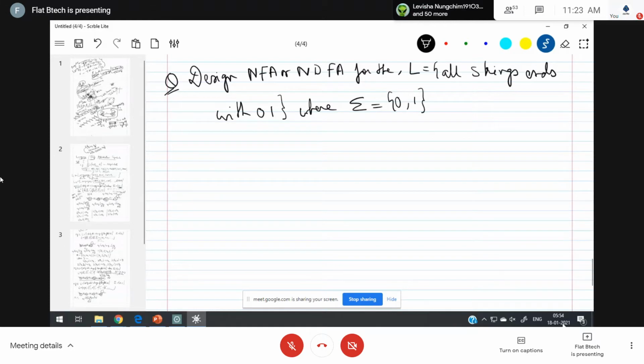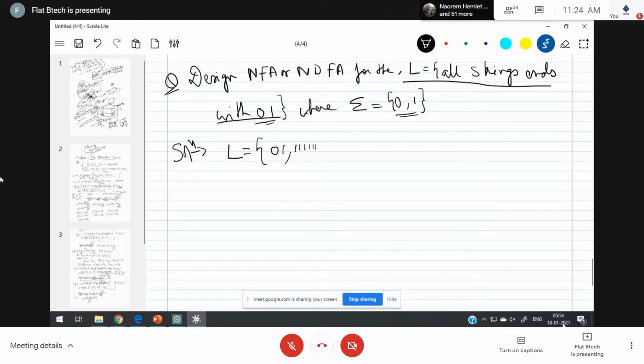Now, in the previous class, for designing the DFA, we had to understand the language first. So I need to understand this language L. It's a collection of strings which end with 01. The strings are combinations of 0s and 1s, but they have to end with 01. So 01 will be accepted.